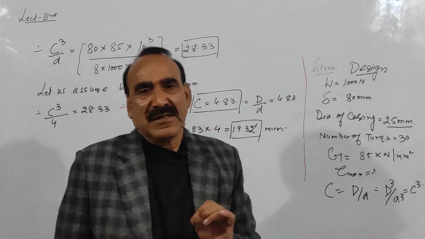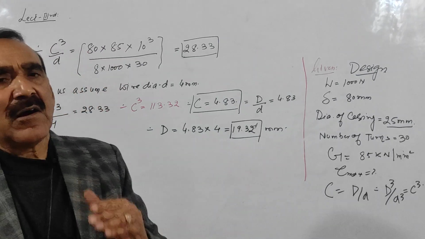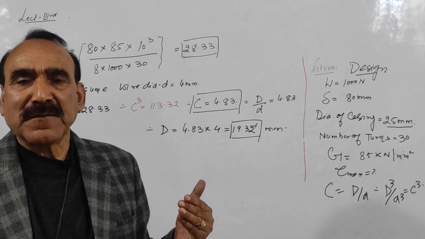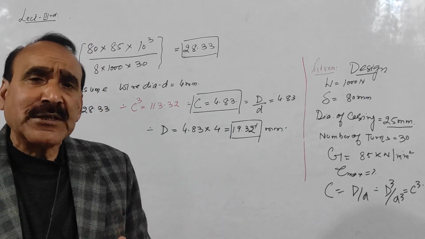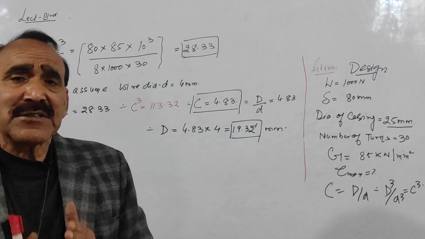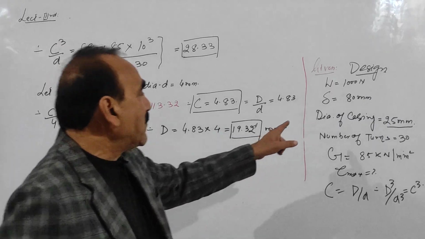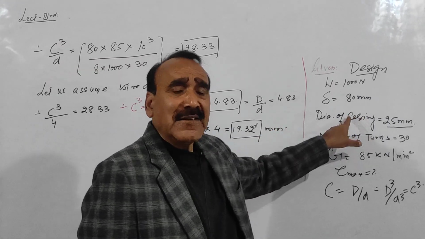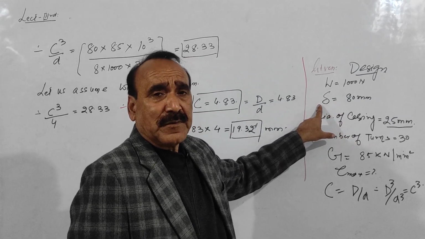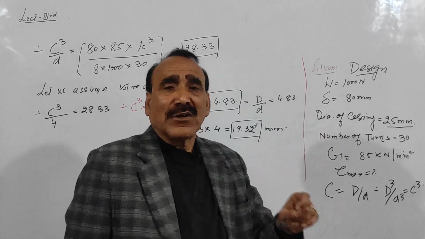The point is, if I have assumed the spring wire 4 mm and on that basis I have calculated the mean diameter of the spring, if I calculate the outer diameter of the spring coil, and if that outer diameter of the spring coil is less than the diameter of the casing, it means the spring wire which I have assumed is correct, right?